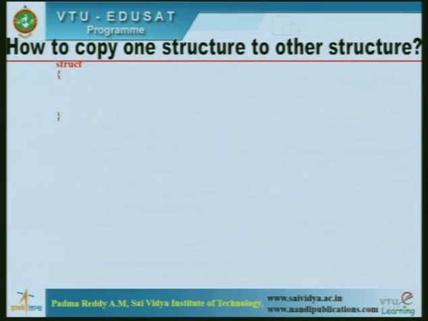Now let us see how to copy one structure to another structure. Now look at this structure here. We have name field, marks and average. First field is of type character, second field is of type integer, third field is of type what? Float. Now we have the variables A and B.